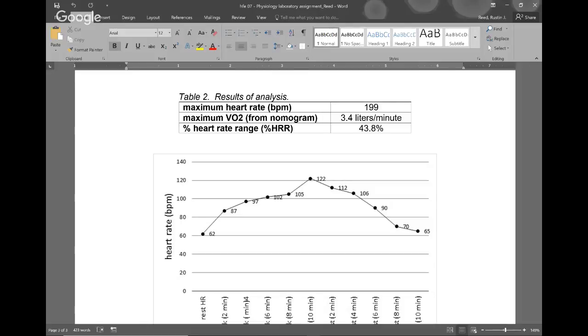And the percent heart rate range. Let's do it over here. Percent heart rate range is heart rate during exercise, like the peak. I don't want to call it max because it's different. Well, I'll call it peak. Minus your heart rate at rest, over your heart rate max minus your heart rate at rest. So these should be the same number.